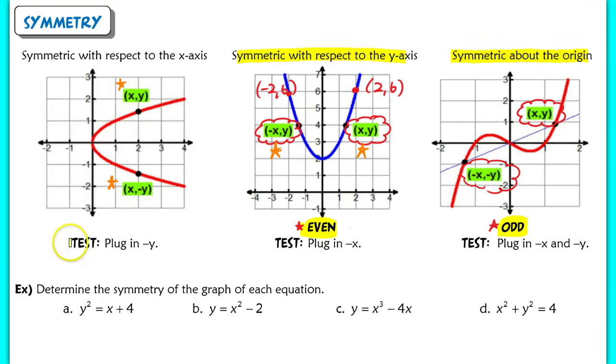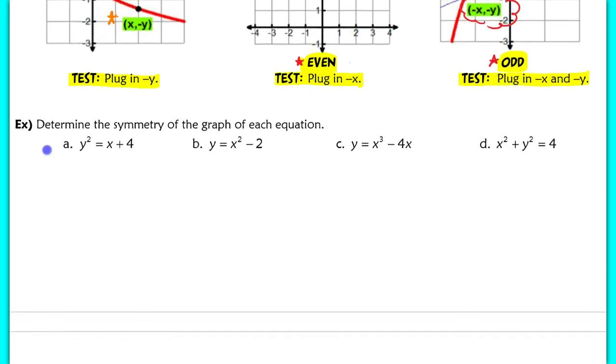So if you want to test to see if there is symmetry with respect to the x-axis, you are going to plug in negative y. Now, to see if you have the graph of an equation or a function that is symmetric with respect to the y-axis, you're going to plug in negative x into the function. And then finally, if you want to test to see if your function is symmetric about the origin, then you're going to plug in negative x and negative y into your original function. So I'll tell you exactly what you're going to be doing with these next few examples.